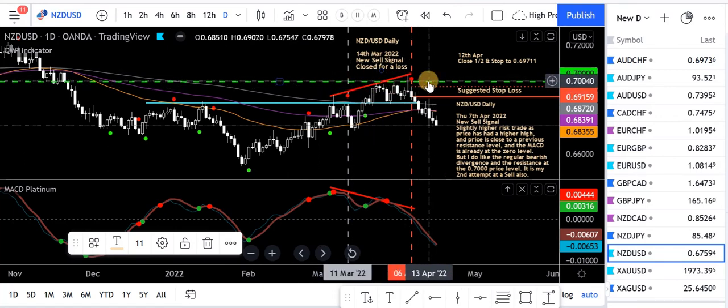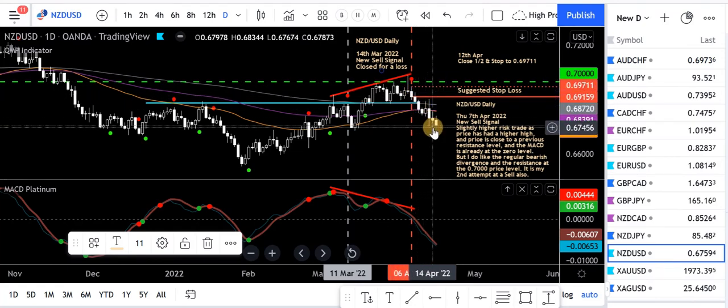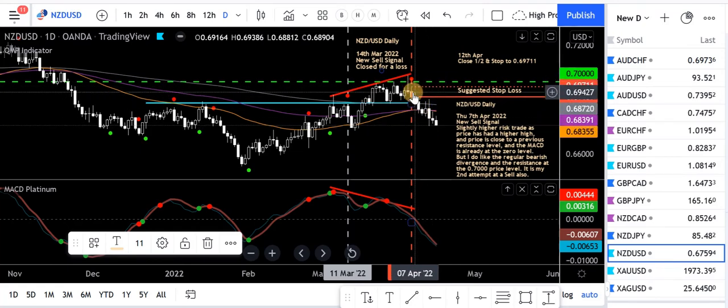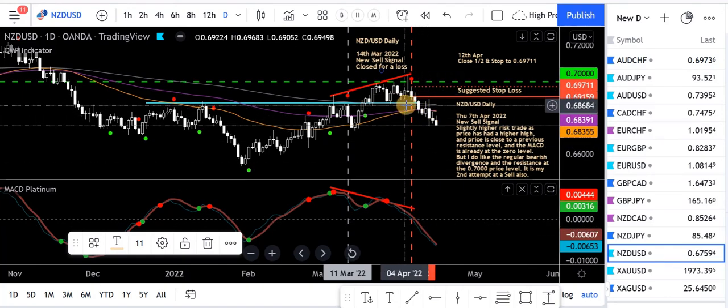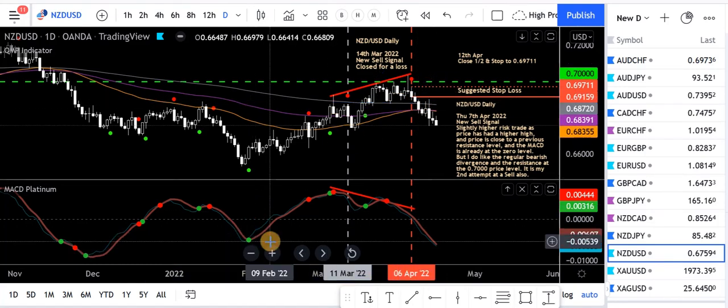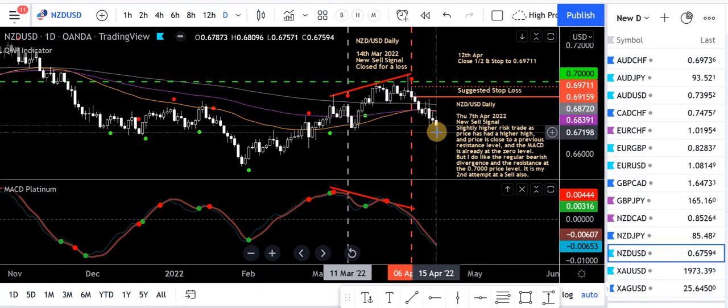So we took a second go, and I like this one because of that level there. That's, as I said, a big level, and price has bounced off it nicely and come down. In the meantime, I moved my stop down already. MACD platinum through the zero level. It's all a bit tight with the moving averages, and I was concerned about this level here, which you can probably delete, no longer relevant, but we're going okay.